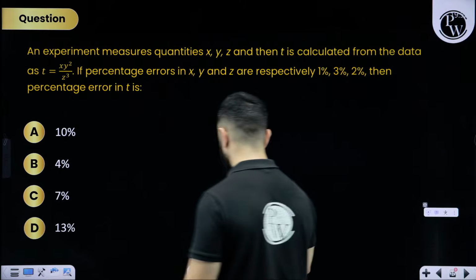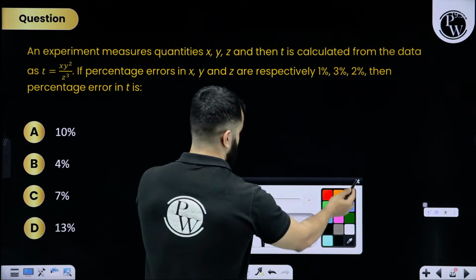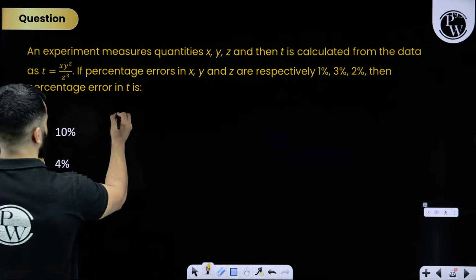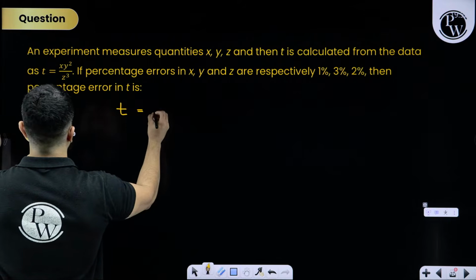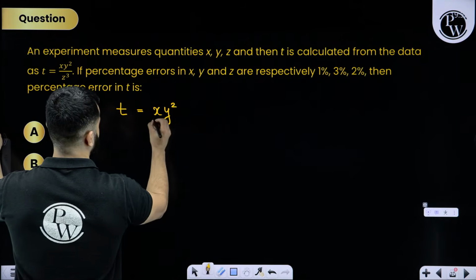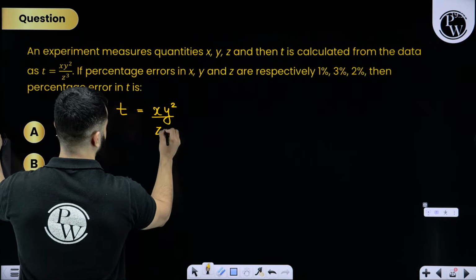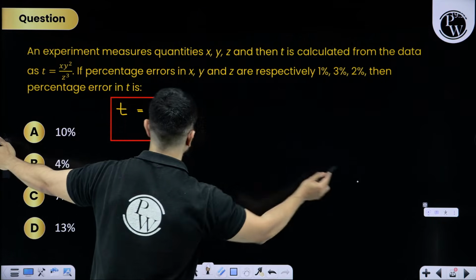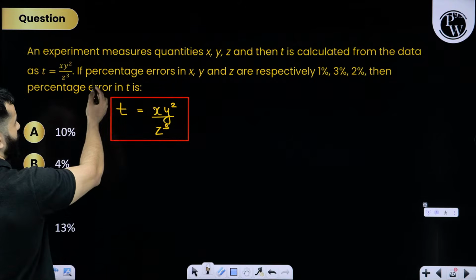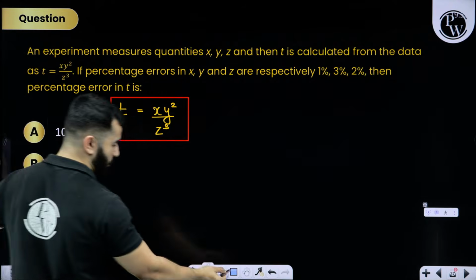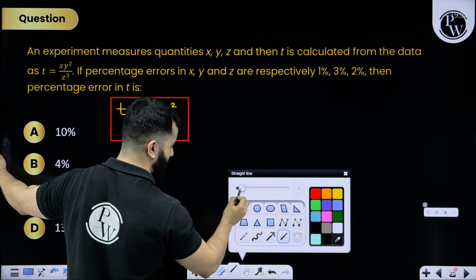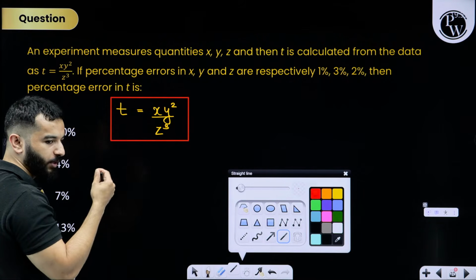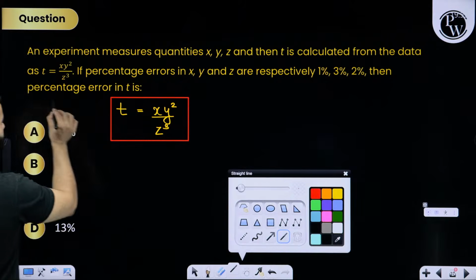Let's suppose we have got a question like this. In this question, they are saying an experiment is measured, and the data is something like this. T is equal to x into y square divided by z cube. Clear? And then they are asking for the percentage error in T. See, the problem is, if you only focus on a few questions of a similar pattern, then things will become difficult when you see a new question. You need to read these things.